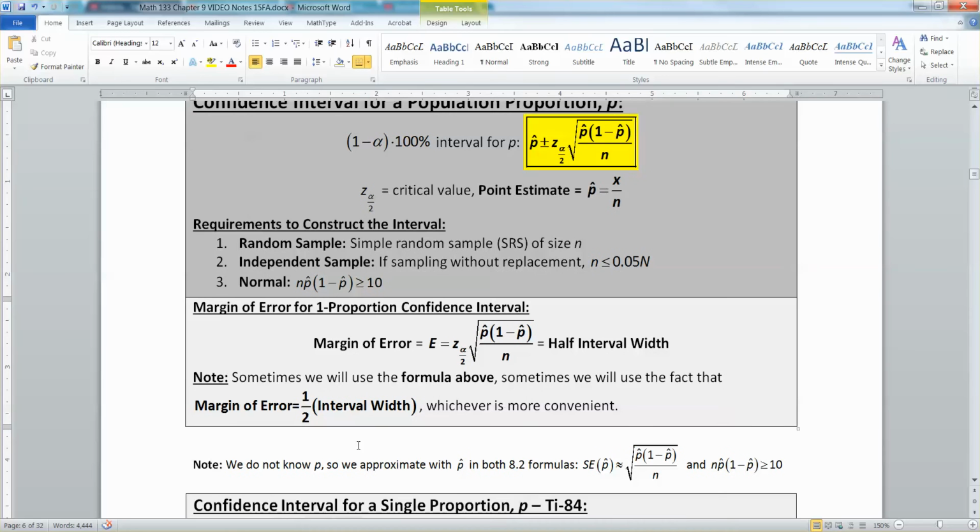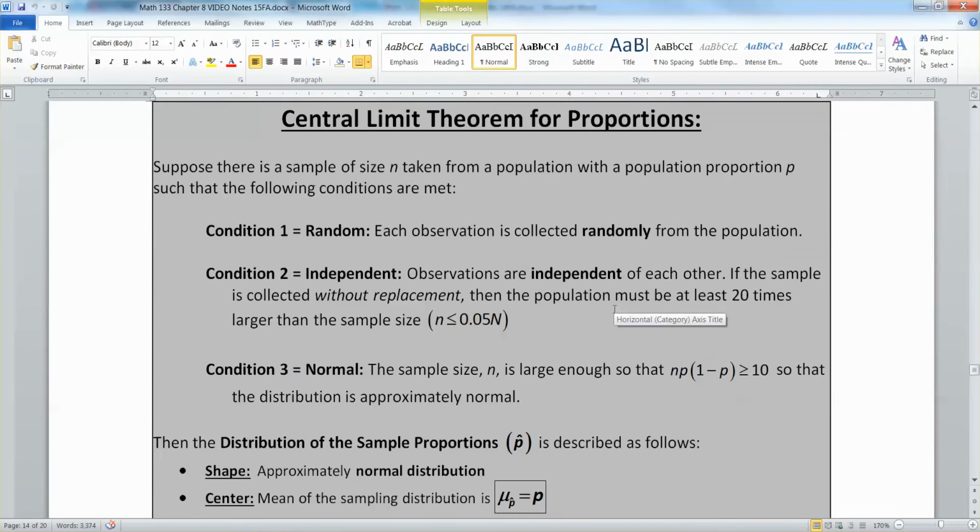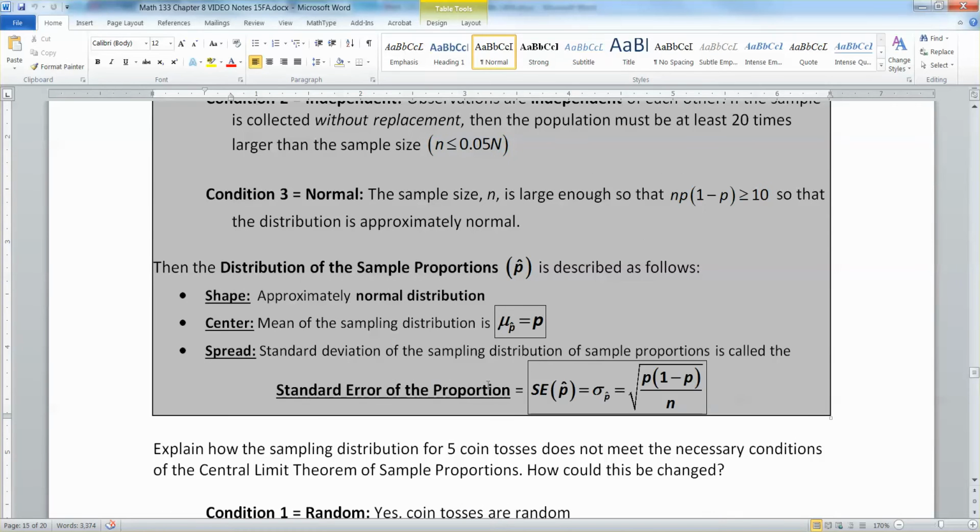All right, now just a quick note, there is some difference here between what we saw in chapter 8 and what we're using now. So in chapter 8, let me bring up chapter 8 real quickly. There we have it, chapter 8, 8.2 in particular, the central limit theorem for proportions. You can see that the standard error, which was sigma of p hat, was the square root of p times 1 minus p over n. Well, that's all well and good, except we don't know what p is, so we can't really use it.